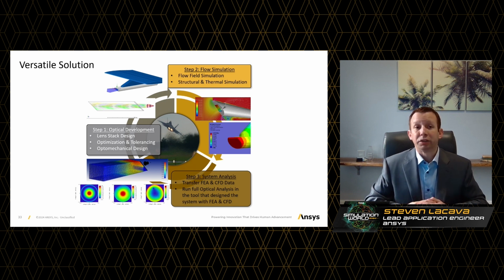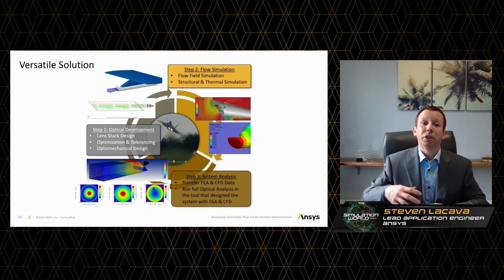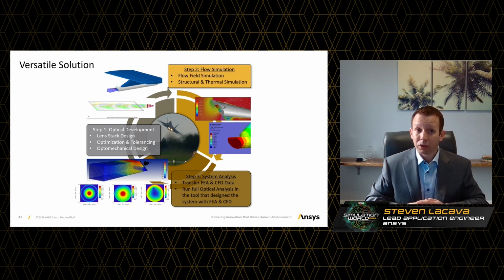So far what we've looked at is a very linear process. The process we took you through kind of starts on the left there with the optical design, moves into optomechanical, moves into fluids, moves from there into mechanical and FEA analysis, and then comes back into the optical solver.